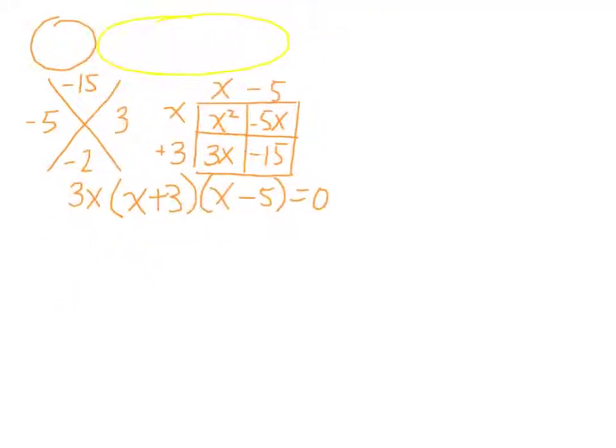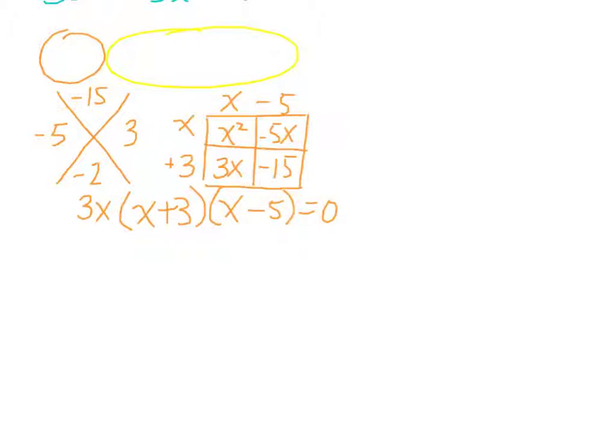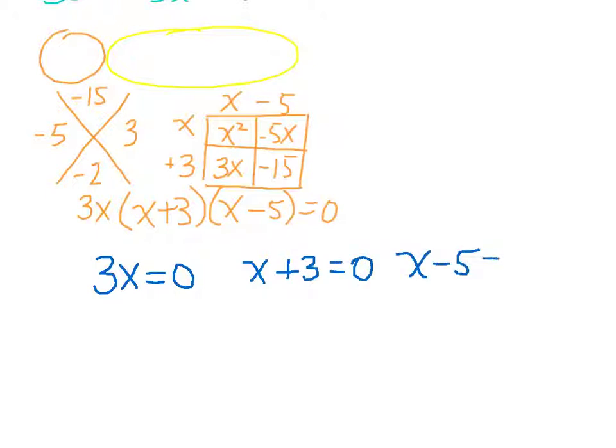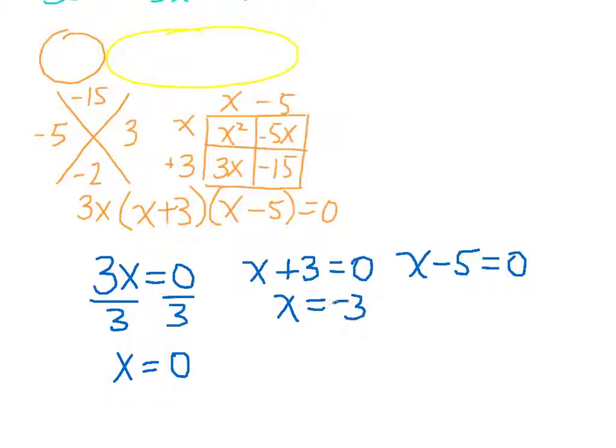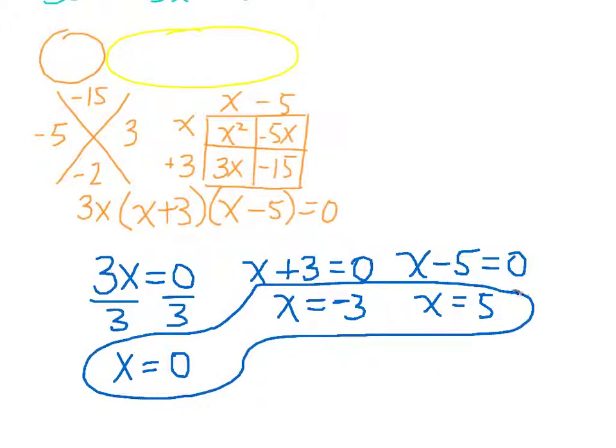I just accidentally erased part of the problem, so hopefully you can still understand what we're doing here. So next I'm going to set each of the 3 factors equal to 0 separately. And I'm going to solve these little baby equations. And my final answer, the 3 zeros that I'm looking for, are right here.